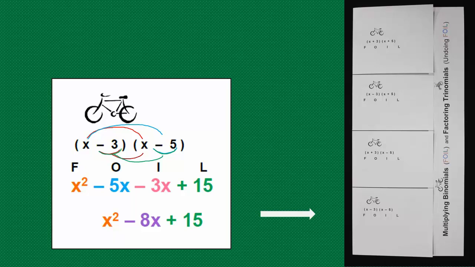We now need to combine the second and third terms, those two terms in the middle, the O and the I, and we have negative 5x minus 3. So if you're imagining a number line, we would start at negative 5. There's one minus sign, so we would move left 3 spaces down the number line, and that would give us negative 8. Our final answer this time is x squared minus 8x plus 15.